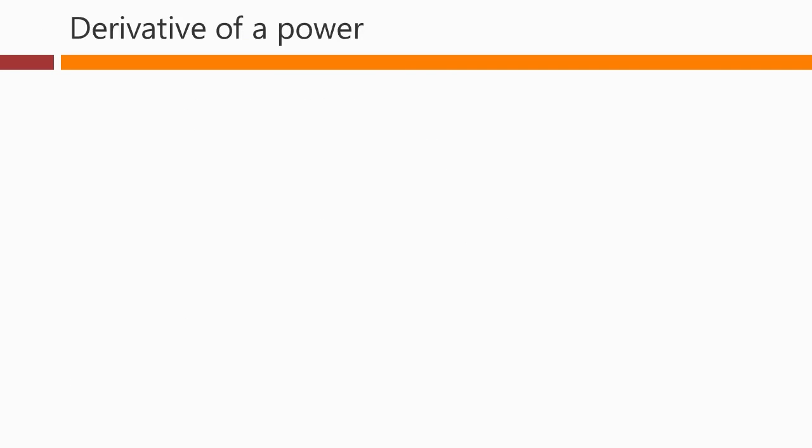Now let's look at some standard derivatives. I'm not going to work these out for you. I'm just going to state what the results are. So the derivative of a power, that is x to the power n, is n times x to the power n minus 1. So let's just look at that.